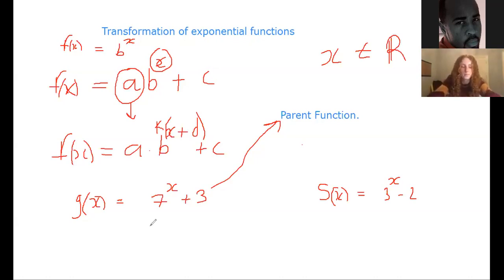All right. So what's the parent function for this one? Give me your first try. The parent function for g of x. 7 to the x. Good.